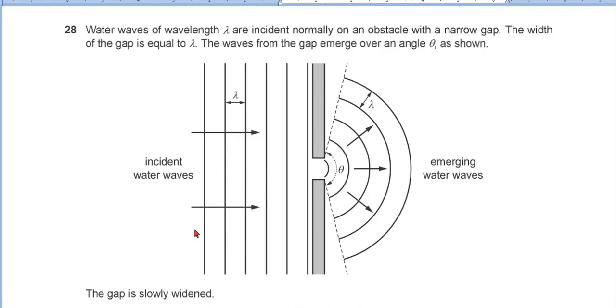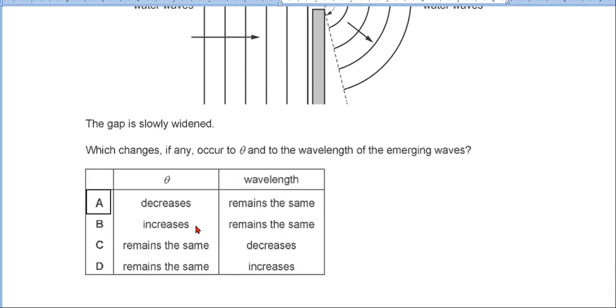Water waves of wavelength lambda are incident normally at a narrow gap. The width of the gap is equal to lambda. The waves emerge over an angle theta. The gap is slowly widened. Which changes, if any, occur to theta and the wavelength of the emerging waves? Theta decreases and the wavelength remains the same.